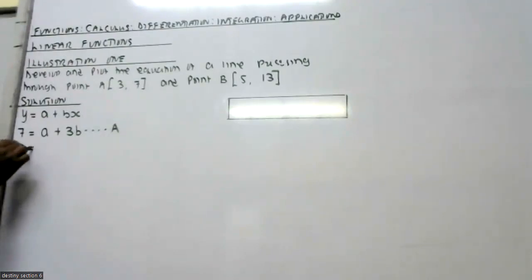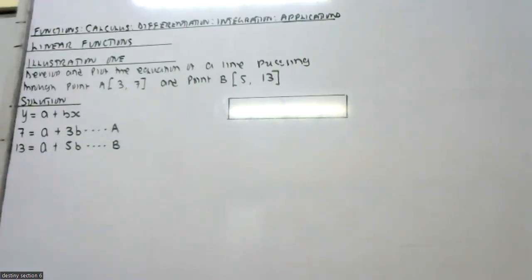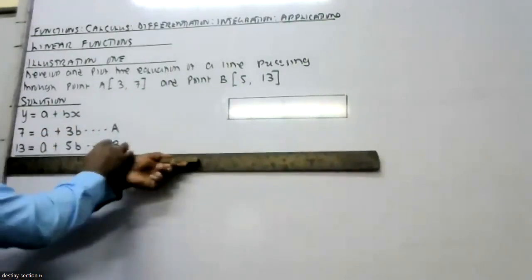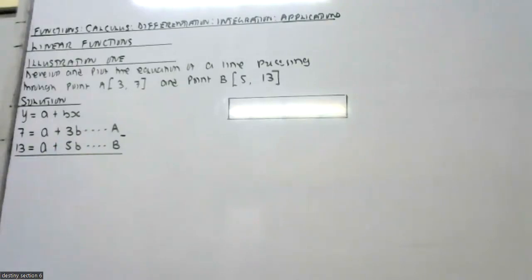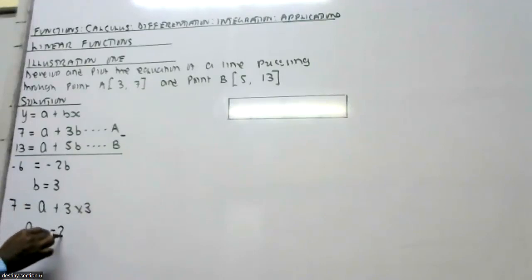Then coming here, this is 3, this is 13. We have a plus 5b. And that is because of point B. Then from there, we subtract. When you subtract, 7 minus 13 is minus what? Minus 6, is equal to 3 minus 5, which is minus 2b. And therefore, b must be 3. So if b is 3, then you substitute that: 7 is equals to a plus 3 times 3. So a should be minus 2. And thus, the equation y is equals to minus 2 plus 3x.